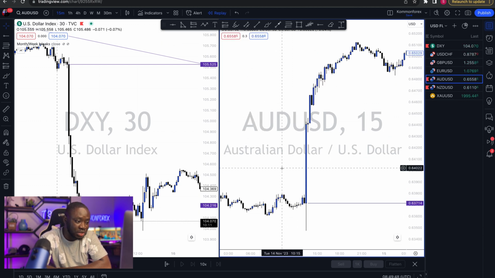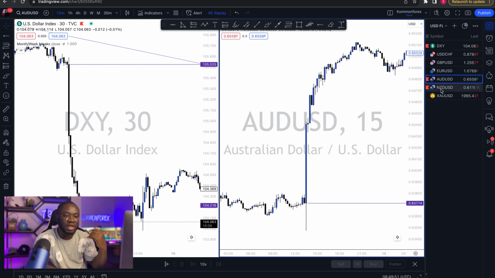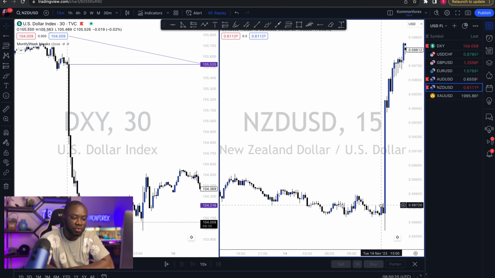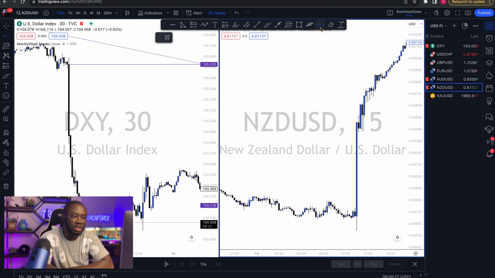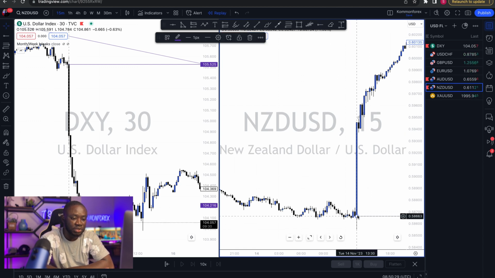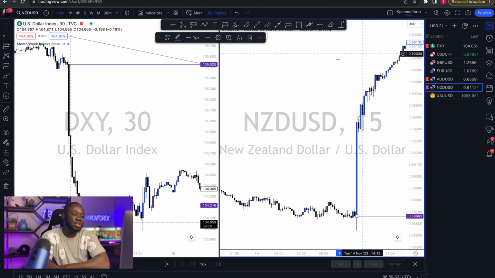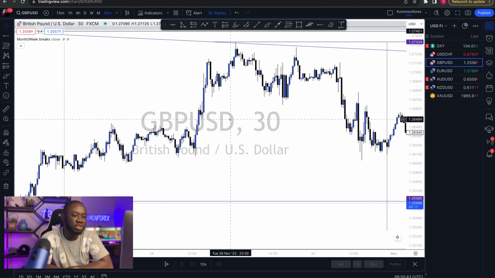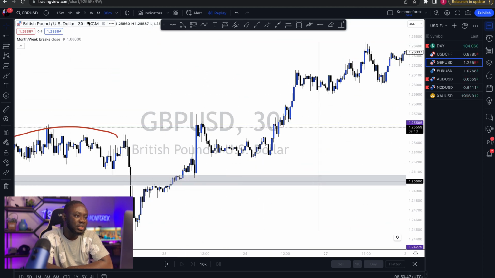Now look at AUD USD, you see it mirror the same movement. NZD USD also does the exact same thing. So we now look at NZD USD at exactly 1:30 p.m. This is what they also did. So you realize that all of them went for a straight push to the upside, exactly opposite of what the DXY did. Let's go back to GBP USD and let's go to the 4-hour time frame.